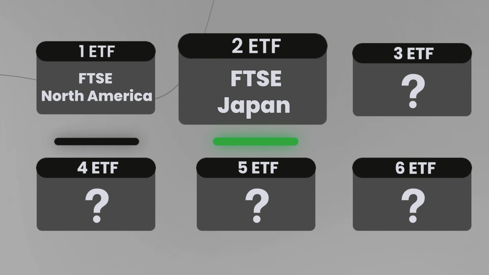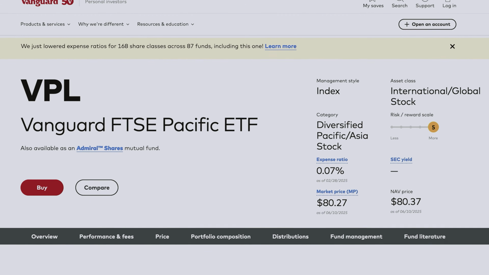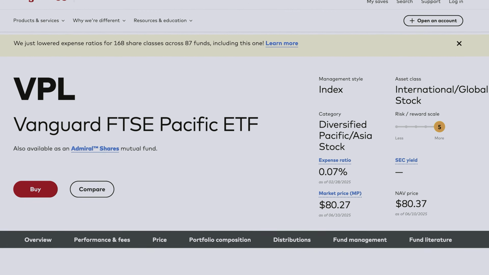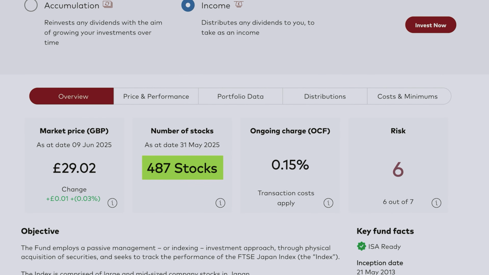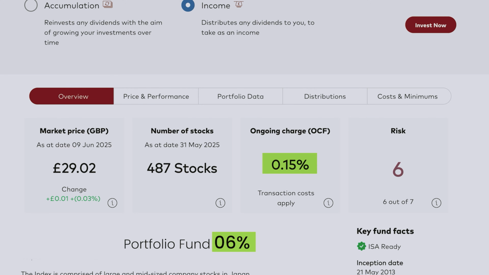Next, we've got the FTSE Japan UCITS ETF. Now, when it comes to looking for an ETF for Japan, you've got a couple of different options, and you'll see this when you start to search for it. If you wanted to, you could keep it simple and just do a developed Asia Pacific fund, which includes Japan. But for this portfolio, I'm going to do it separately because it is slightly cheaper. So I'm going to do Japan on its own, and then I'm going to do a developed Asia fund without Japan later on. This Japan ETF currently invests in 487 stocks and has an ongoing charge of 0.15%. And the weighting of this fund is going to be 6% of the portfolio.